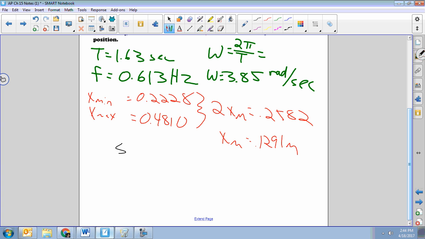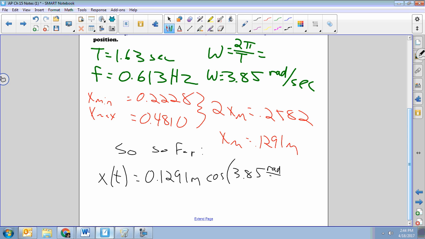All right, so far, here's what we've got. We've got our position at time t is equal to x m, which is 0.1291 meters, times the cosine of omega, which is 3.85 radians per second, times t plus phi. All right, everybody good?